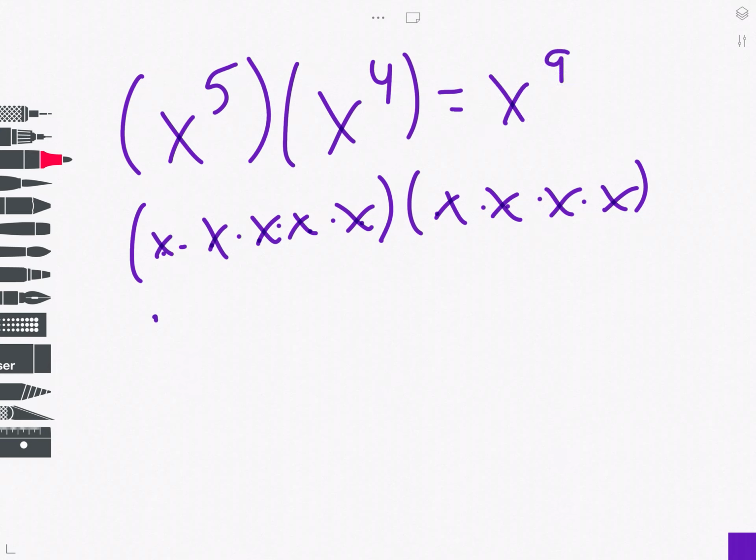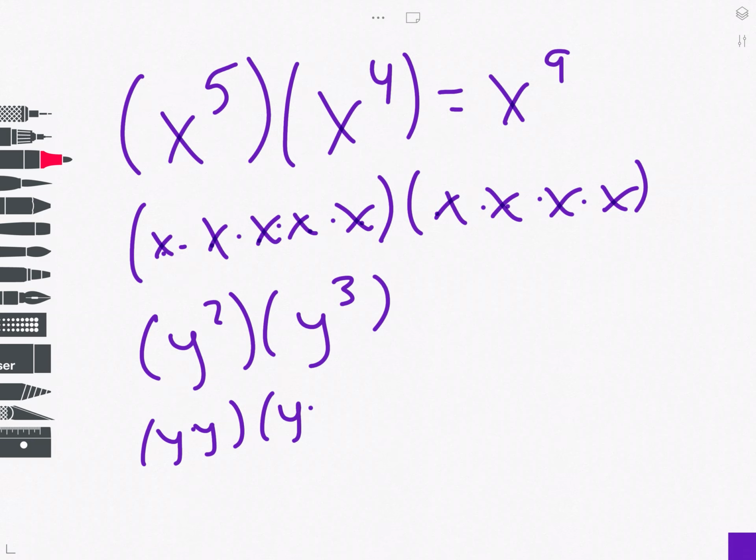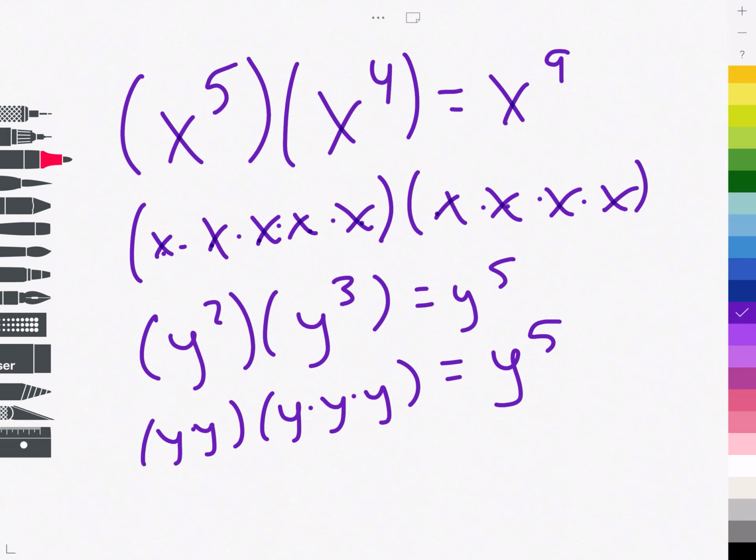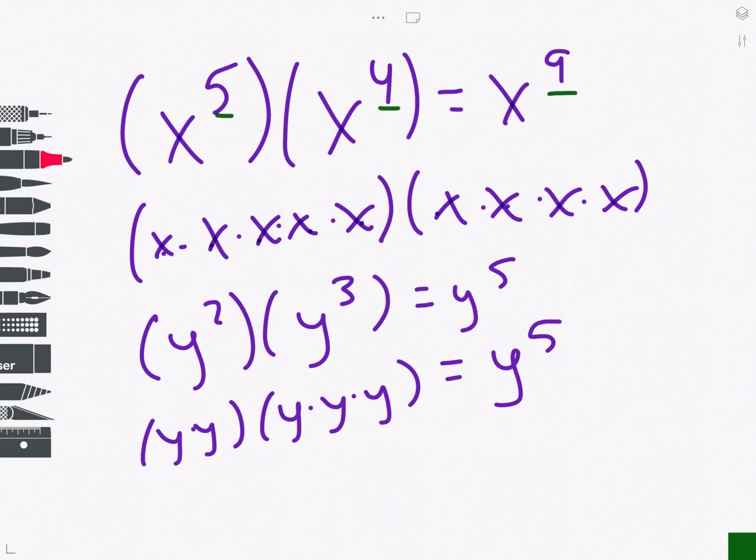X to the ninth. Let's try another one. Let's say y squared times y to the third. That would be y times y times y times y times y, and that would equal y to the fifth, it looks like. So, once again, think to yourself, what could I do with a 5 and a 4 to make 9? What could I do with a 2 and a 3 to make 5?